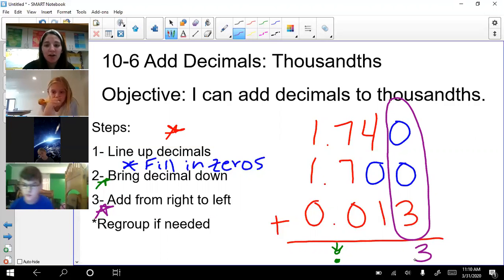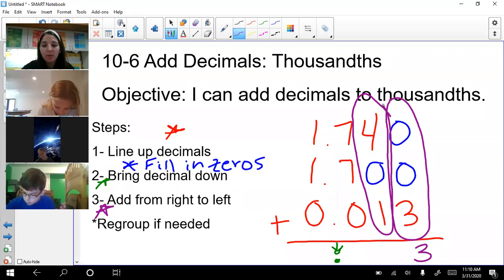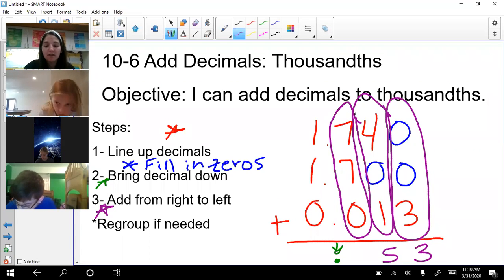All right, and then I'm going to go through and do the next one. I'm going to go to the hundredths. We don't need to regroup. We have 4 plus 0 plus 1, which is 5. And then I'm going to continue moving on. 7 plus 7 plus 0, which is 14.